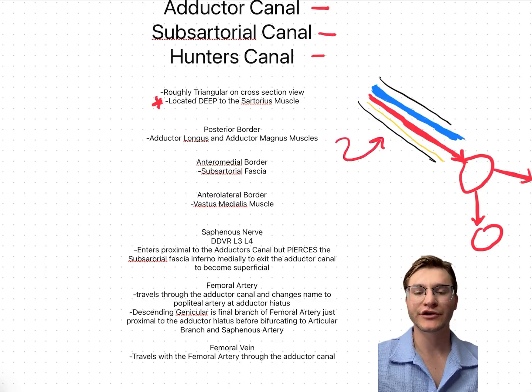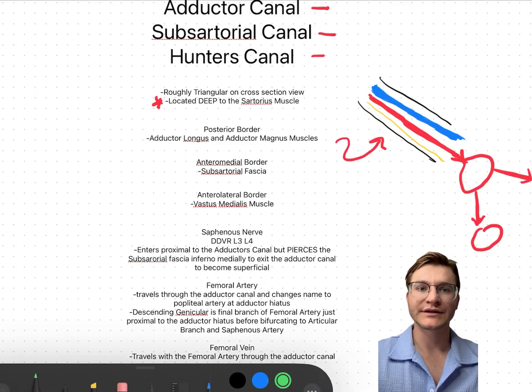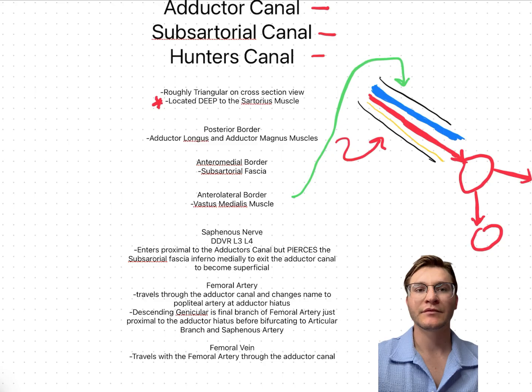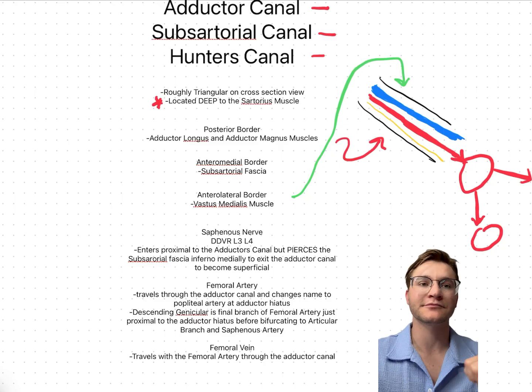So we have our posterior border, which is our adductor longus and adductor magnus muscle. Our anterior medial border is our subsartorial fascia, and our anterior lateral border is the vastus medialis muscle.